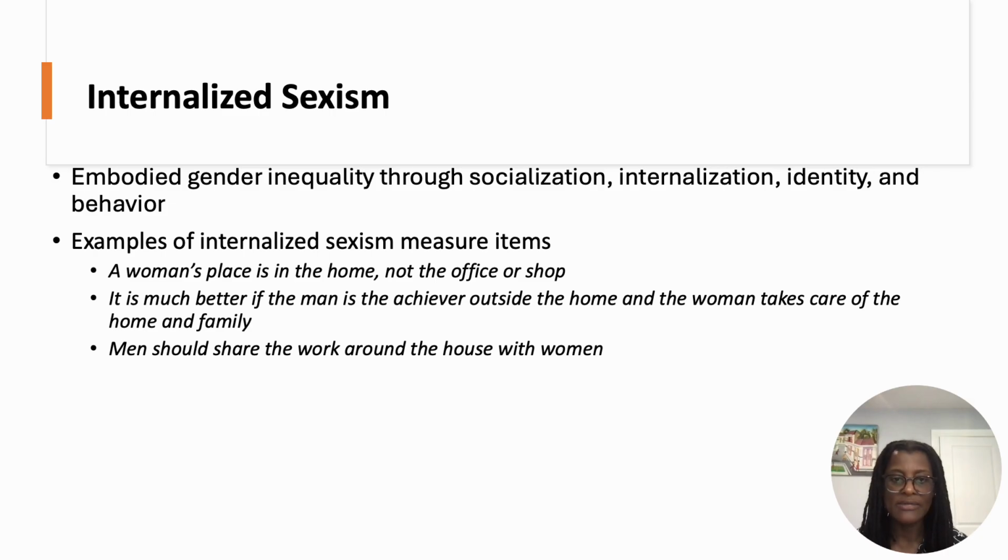So internalized racism, for example, how it's measured among women, internalized sexism. Measure items: a woman's place is in the home, not in the office or the shop; it is better if the man is the achiever, the one who's bringing home the bacon. If you're a vegan, just say vegan bacon, I don't know. Or the woman takes care of the family. Women should share the work. So these are items that measure whether there's internalized sexism. Your different responses to some of these items may indicate evidence of internalized sexism.